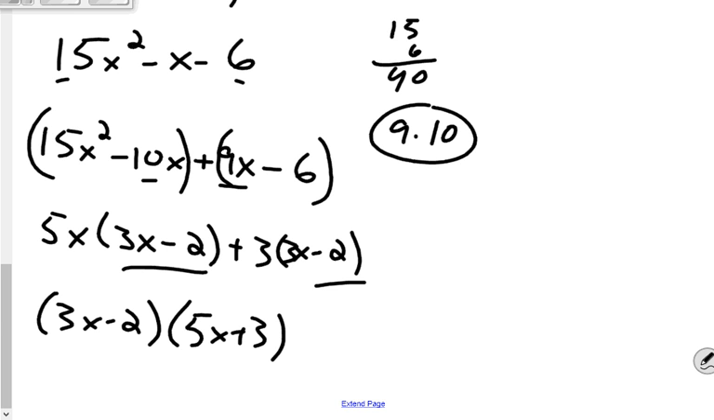Guessing and checking, just literally as long as you get the right answer, you can't mess up. No, you can't.